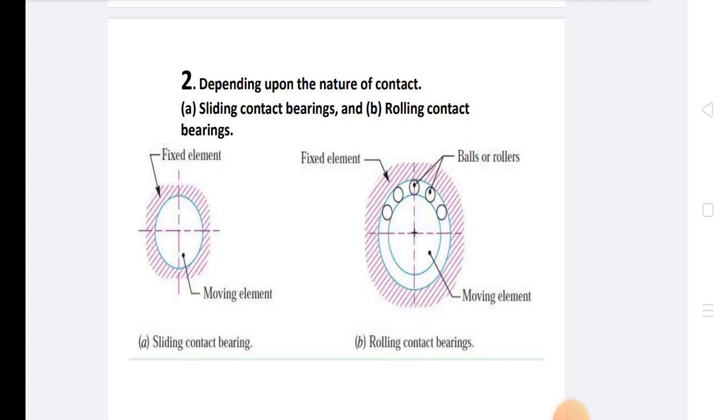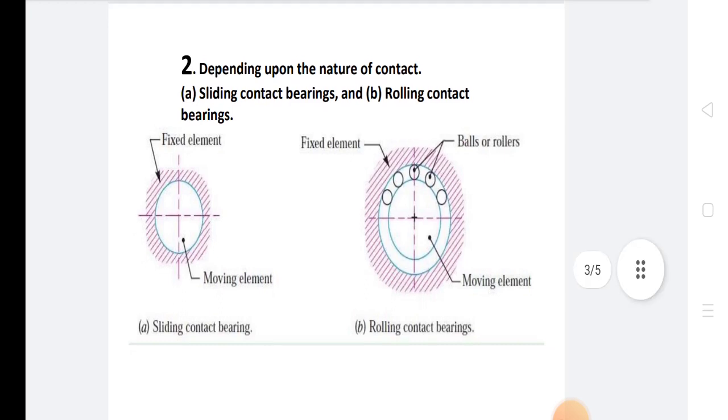In rolling contact bearings, the shaft is separated from the frame or bush by rolling elements such as balls or rollers. The rolling elements ensure point or line contact, thus transferring maximum load with lower frictional power loss. Rolling contact bearings are also referred to as anti-friction bearings.